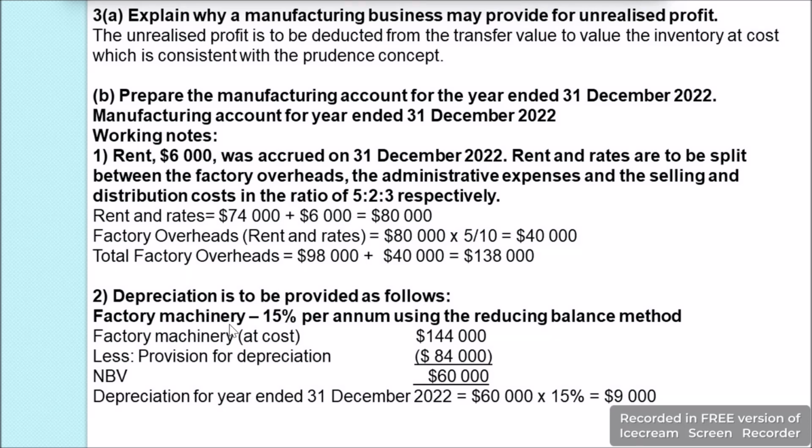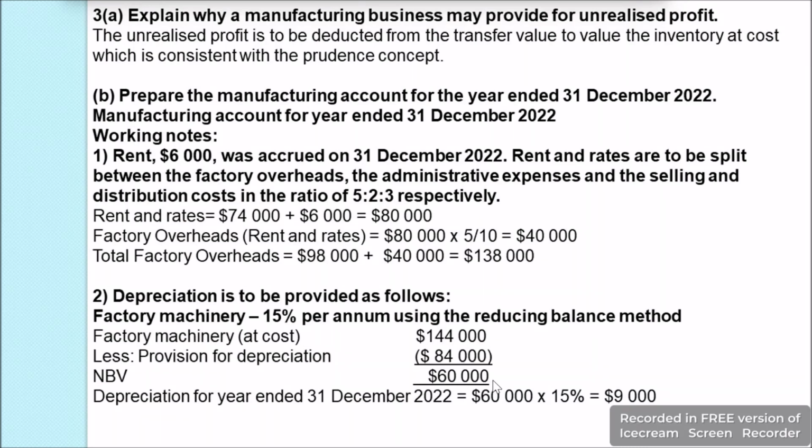Next, it was mentioned that the depreciation is to be provided as follows. For factory machinery, it is 15% per annum using the reducing balance method. So, when we talk about the reducing balance method, what will we do? We will reduce the cost to the net book value. So, how do we do that? We'll take the cost of the factory machinery which was given as $144,000. From there, we will subtract the provision for depreciation, which was given as $84,000. Now we'll get the net book value as $60,000.